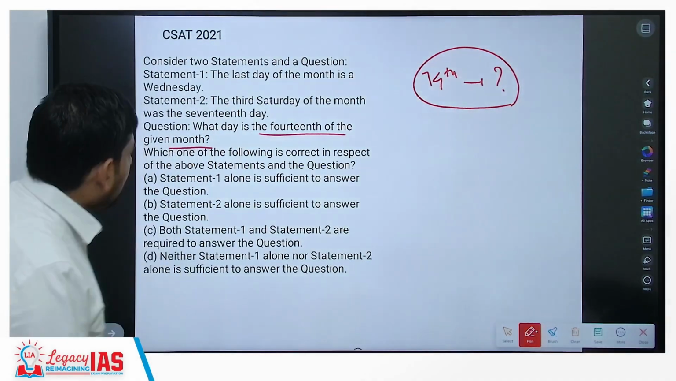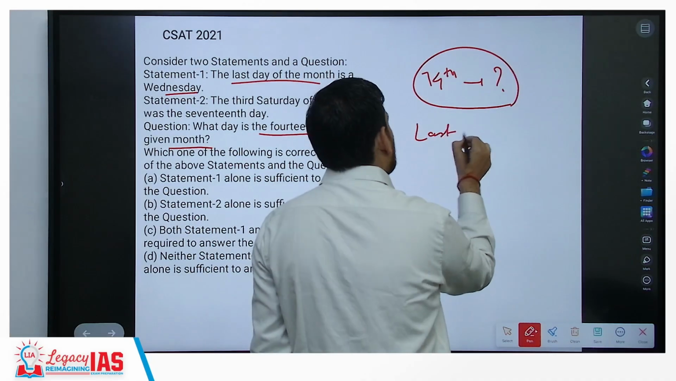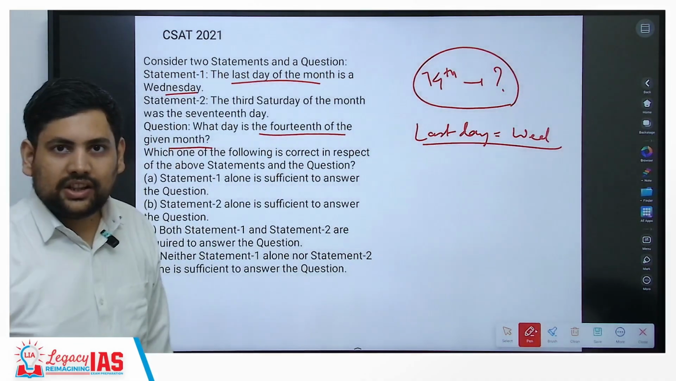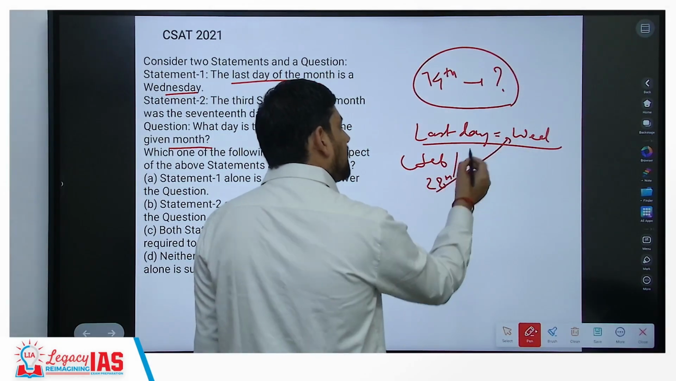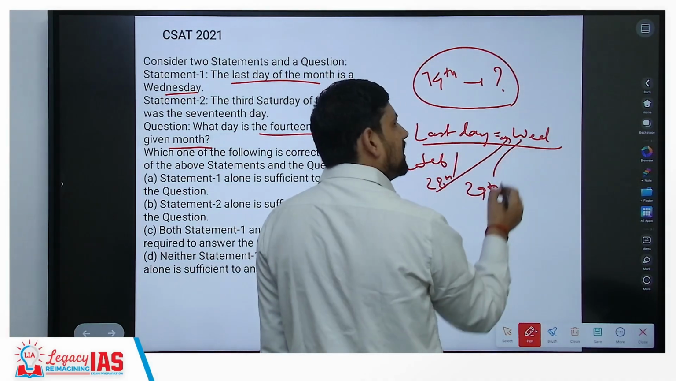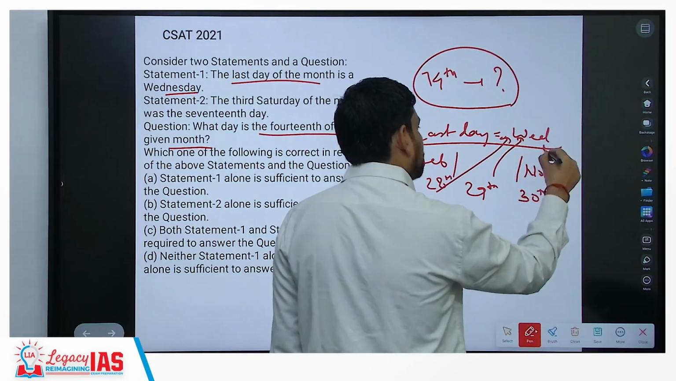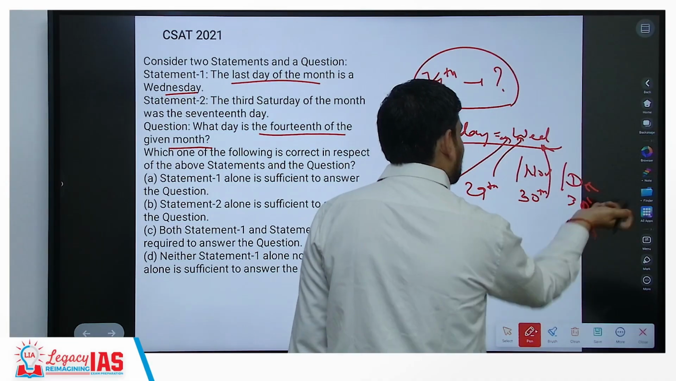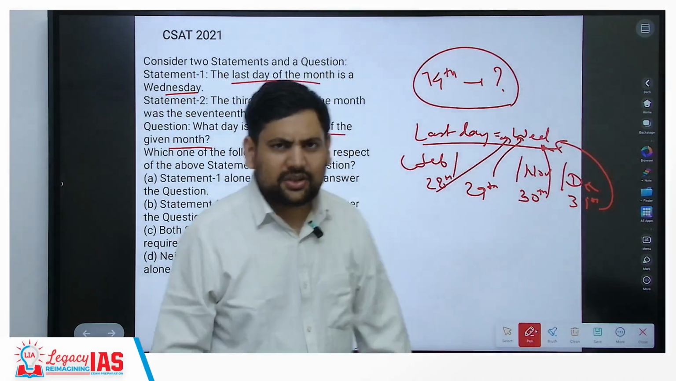So see, statement 1: the last day of the month is Wednesday. Does this tell you anything? It can be February, so the 28th is Wednesday. It may be a leap year February, so the 29th is Wednesday. If it is a month like November, then the 30th is Wednesday. Or if it is December, then the 31st will become Wednesday. These are all different things, correct? So of course this is not the answer.